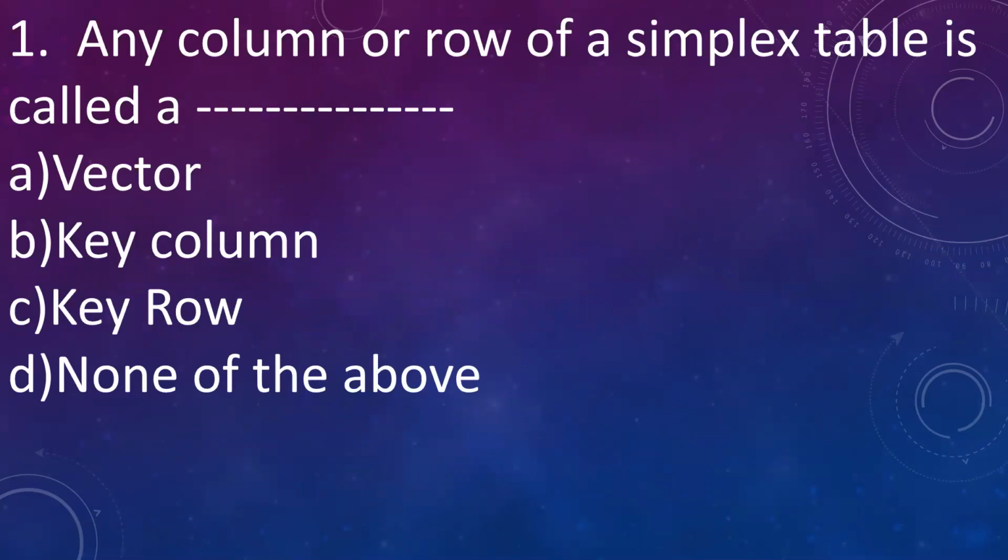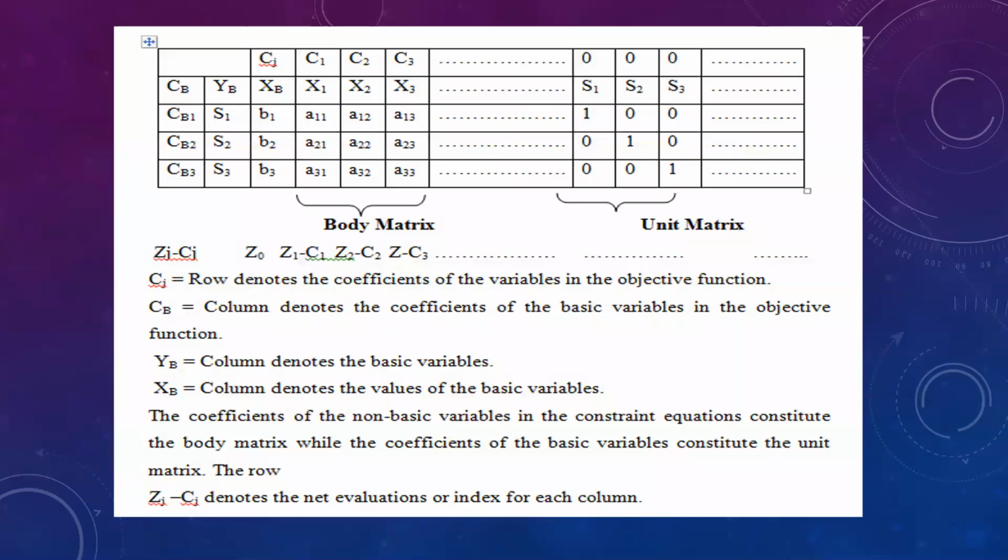Any column or row of a simplex table is called: A, vector; B, key column; C, key row; D, none of the above. Answer: any column or row of a simplex table is called a vector. Here is the example of the simplex table.